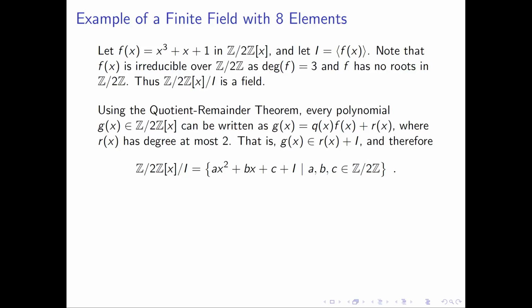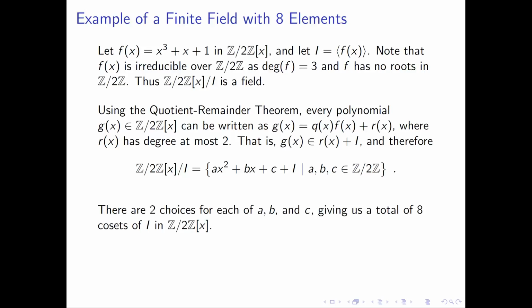So that's what this factor ring really looks like, this Z mod 2Z adjoined x modulo I. It looks like things of the form ax squared plus bx plus c plus I, where a, b, and c are, the only possibilities for a, b, and c are 0 and 1.